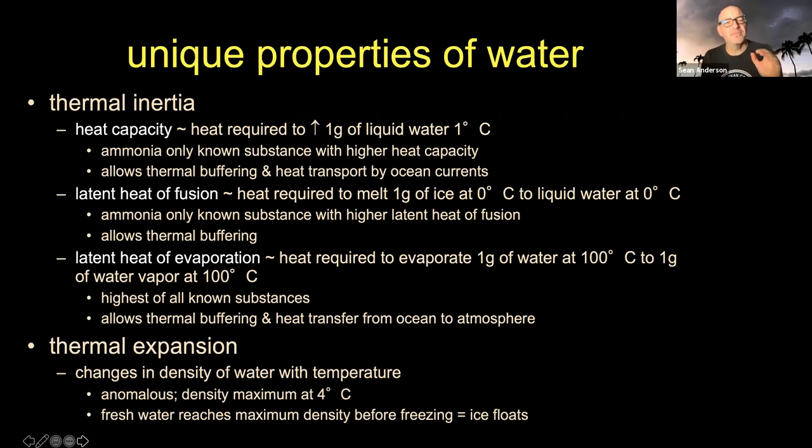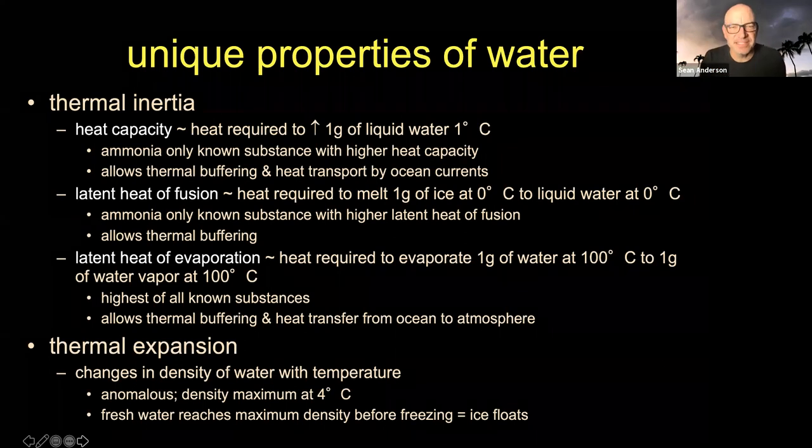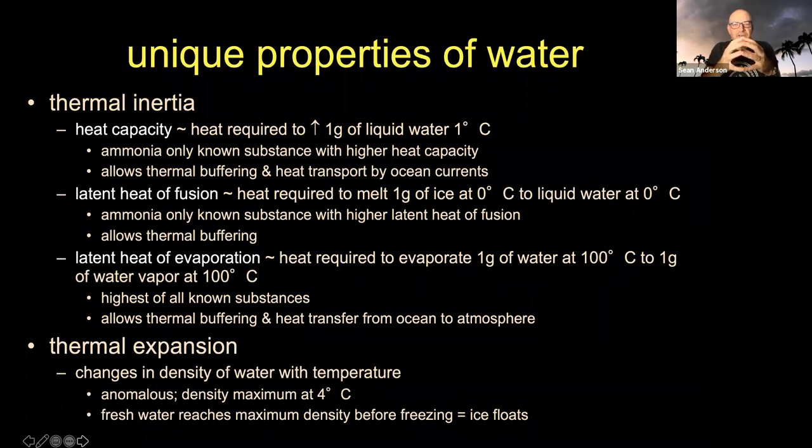So how does that work? Well, the first thing we see is that water has a lot of thermal inertia. We can express that in a couple different ways. They're all variants of the same flavor. So heat capacity, technically speaking, is how much energy we have to add to 1 gram of water to raise it 1 degree Celsius. Water has an incredibly high heat capacity. Ammonia is the only known, abundantly occurring substance that has a higher heat capacity than water.